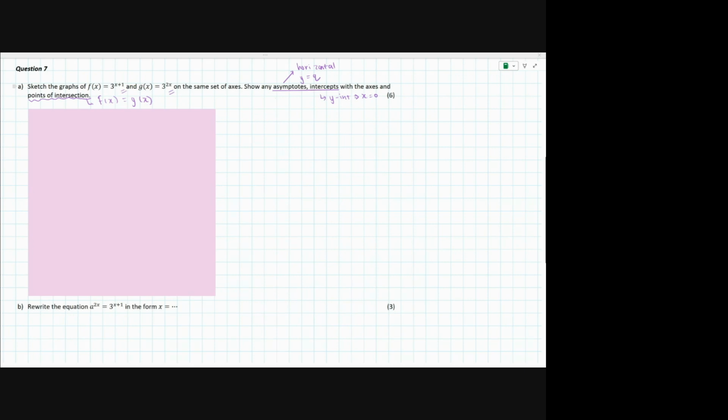Right, 1 more minute. If you're not quite finished, don't stress. You can kind of fill in what you need.